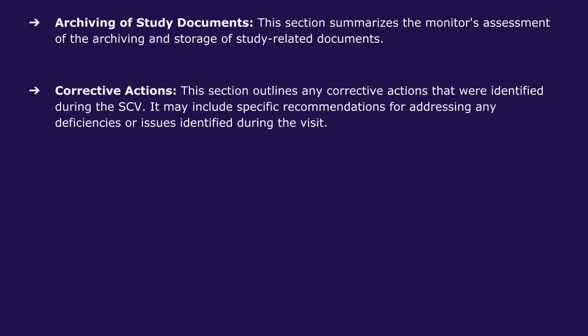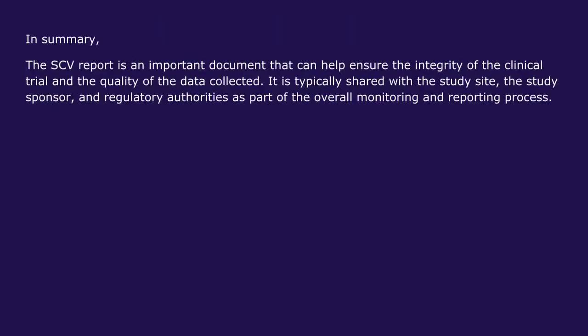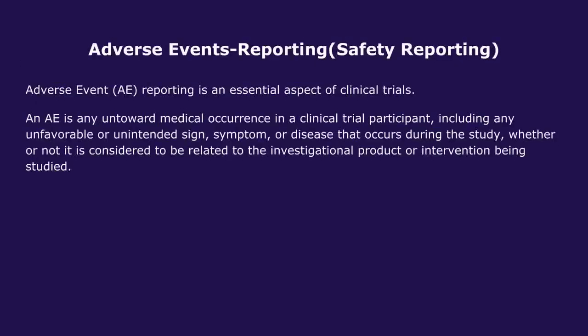Corrective actions. This section outlines any corrective actions that were identified during the SCV. It may include specific recommendations for addressing any deficiencies or issues identified during the visit. In summary, the SCV report is an important document that can help ensure the integrity of the clinical trial and the quality of the data collected. It is typically shared with the study site, the study sponsor, and regulatory authorities as part of the overall monitoring and reporting process.